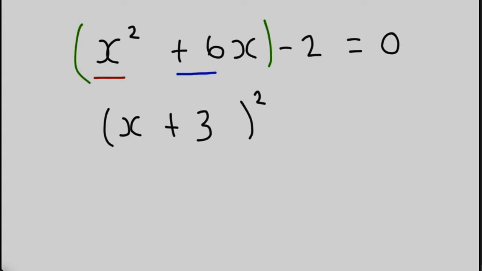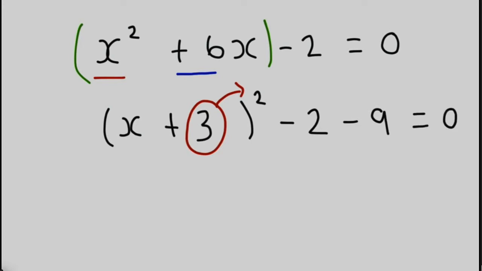Now we're going to carry our minus 2 down from above, and our final step is we take this 3 here and we square it. Whatever the answer is, we subtract it away and put it next to the minus 2. So 3 squared is 9, and we subtract that away, and we make that equal to 0 still.